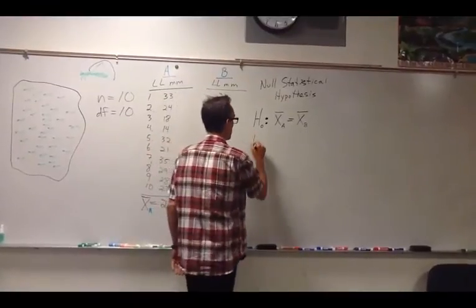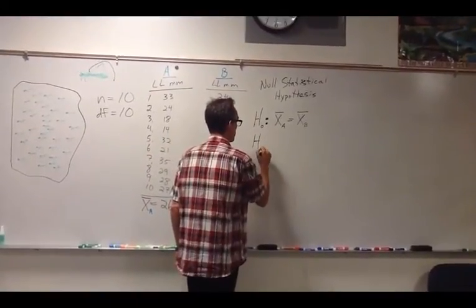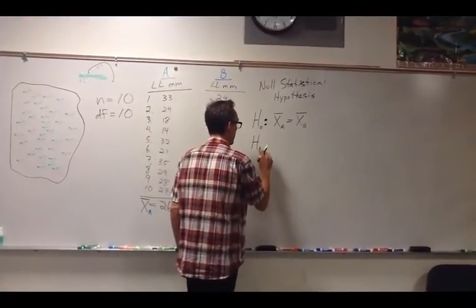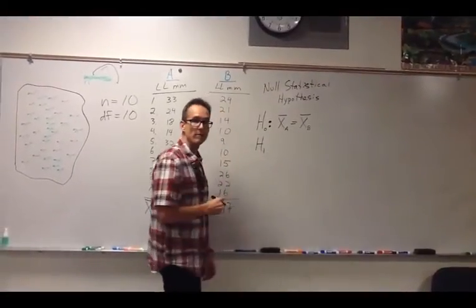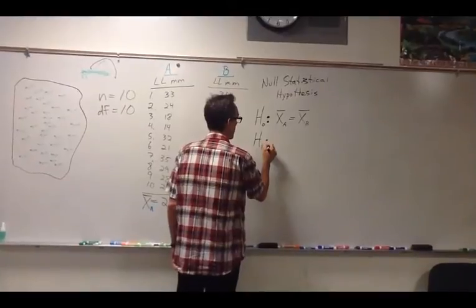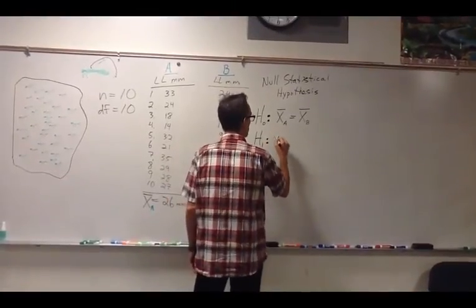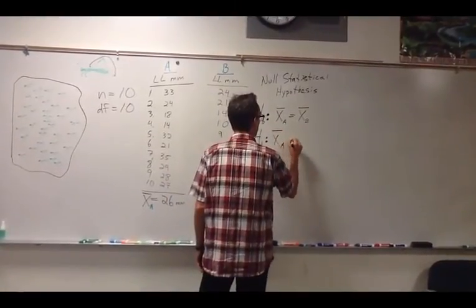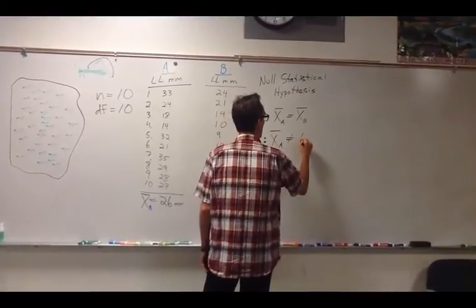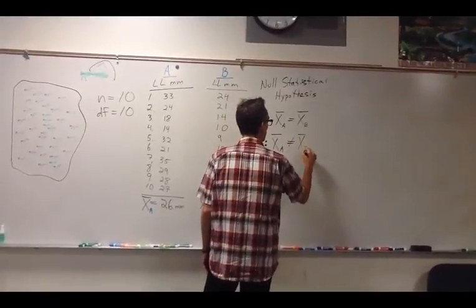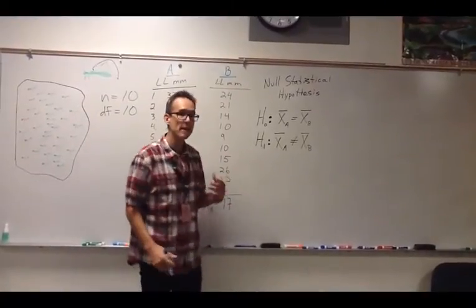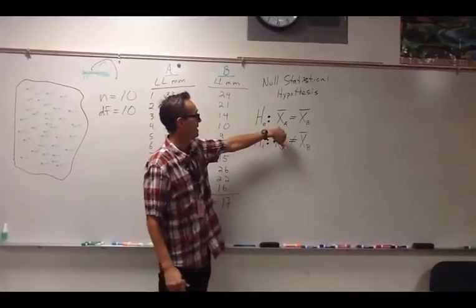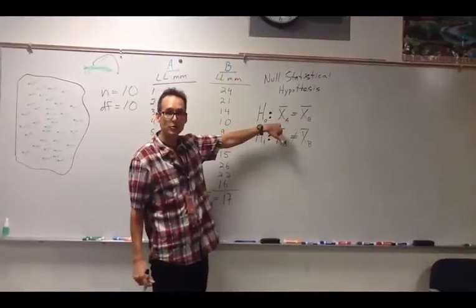The alternative to that, called either H sub A, or you might also see it as H sub 1, this is the alternative hypothesis, is that the means are actually different and therefore not equal to each other. And so when we do statistical hypothesis testing, we are testing the probability that this is true.